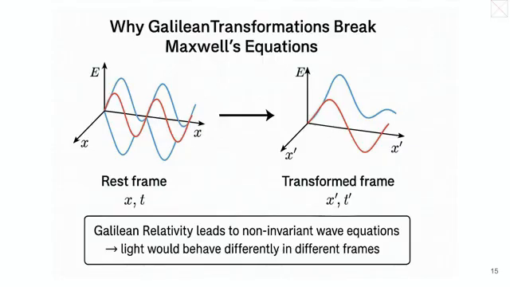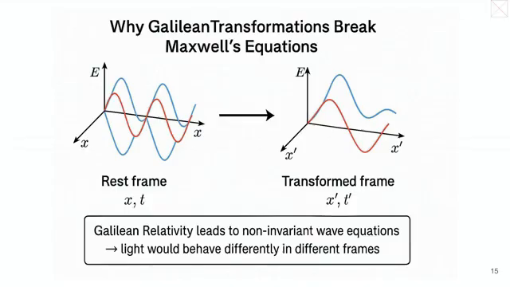Now let's look at what goes wrong if we try to apply Galilean relativity to electromagnetic waves. Galilean transformations assume that time is absolute, it doesn't change between frames, and that velocities simply add. This works well for classical mechanics, but not for light. If we apply a Galilean transformation to the wave equation derived from Maxwell's equations, we find that the transformed fields do not satisfy the same wave equation. In fact, mixed derivative terms appear, and the speed of propagation can change depending on the frame. This means that Maxwell's equations are not invariant under Galilean relativity, they actually get distorted.